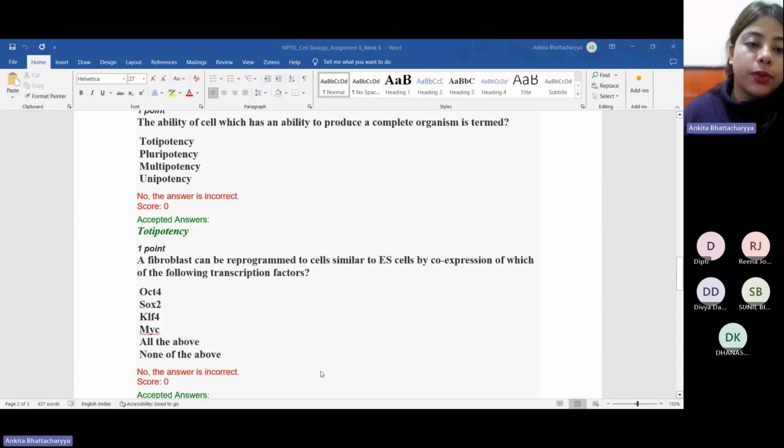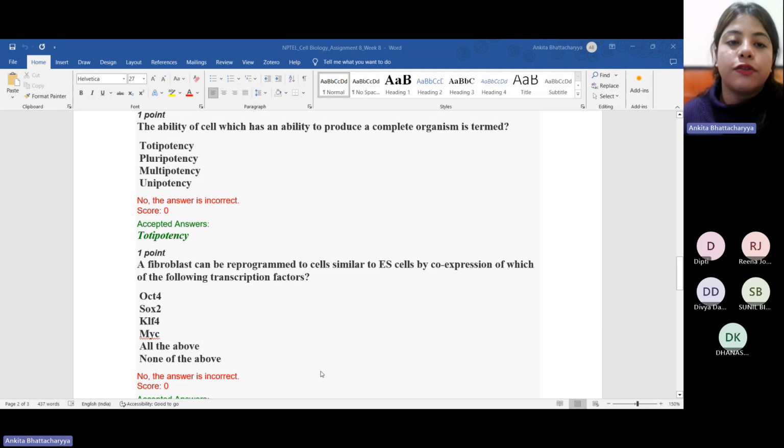In the next question, we have been asked that a cell which has the ability to produce a complete organism is termed as which of the following: totipotency, pluripotency, multipotency, or unipotency. Obviously, multipotent and unipotent are not cell types that can do so. Among totipotent and pluripotent, what you need to keep in mind is that if you need a complete organism, then just forming the embryonic tissues or embryonic layers is not enough. The extra embryonic layers are also required, and therefore only a totipotent cell is capable of doing that. So the correct answer to this is totipotency, which is option 1.